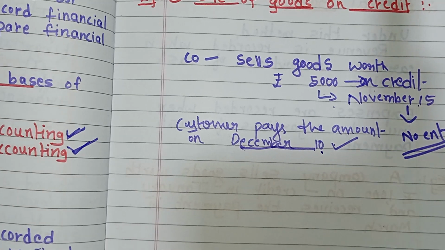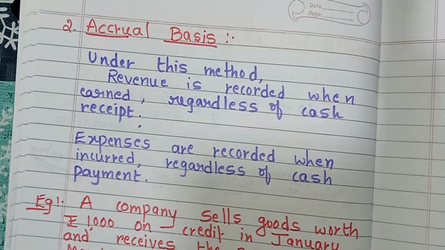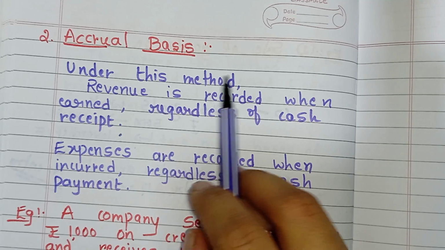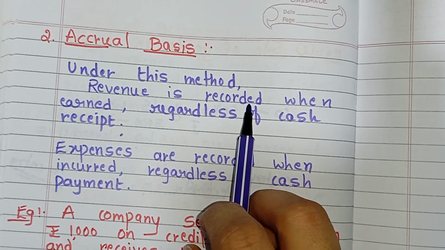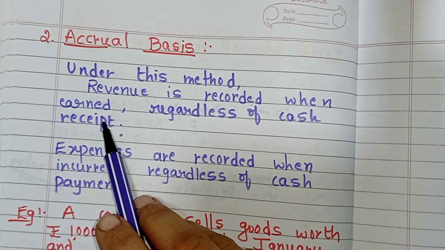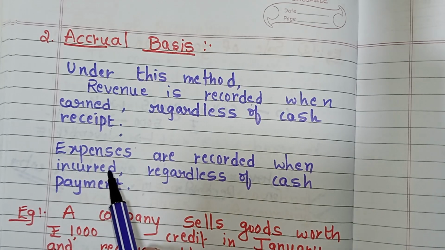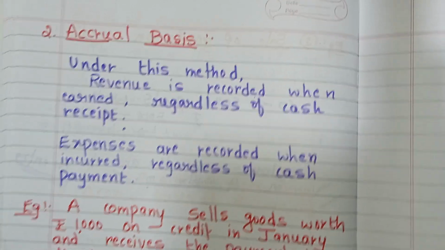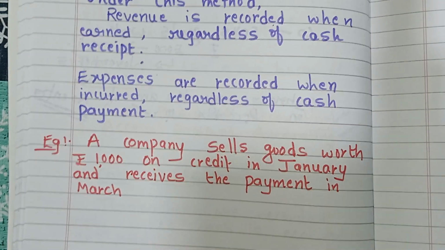Now, we will move to the next one, that is accrual basis of accounting. See, under this method, revenue is recorded when earned regardless of cash receipt, and expenses are recorded when incurred regardless of cash payment. See, I will explain this accrual basis of accounting through one example.